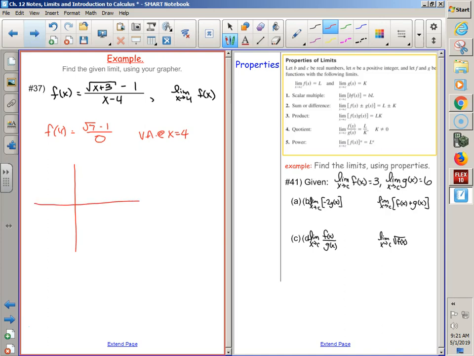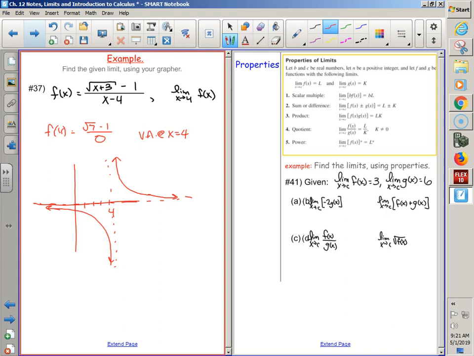Anybody have the graph? Gracias. If you guys don't remember from the beginning of the year, there's a horizontal asymptote at 0 because the degree of the bottom wins, so I know it's getting closer and closer and closer to 0. No, because the square root makes him like a half-degree power. And then I have my vertical asymptote at 4.